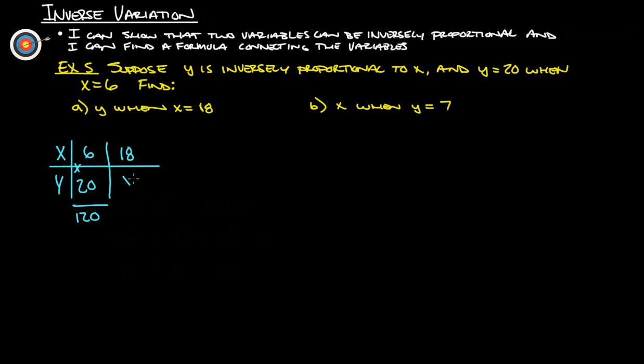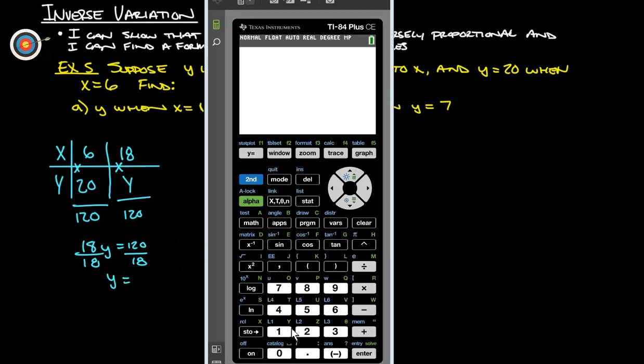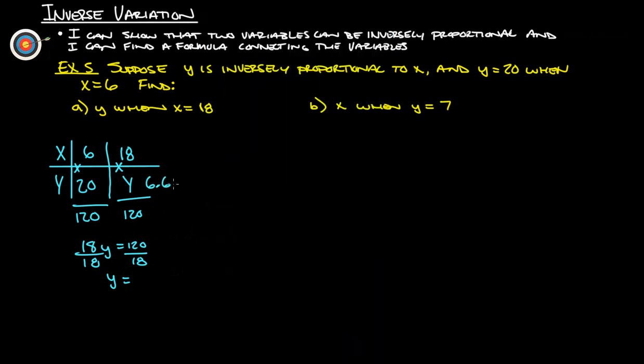So here's the deal. Every time you multiply these things together, you're always going to get this same constant k of 120. That means if I take 18 times whatever y is, it also has to equal 120. So we set this up as 18 times y equals 120. We divide both sides by 18, and that tells us what y is. 120 divided by 18 gives 6.67, rounded off to 3 significant figures.